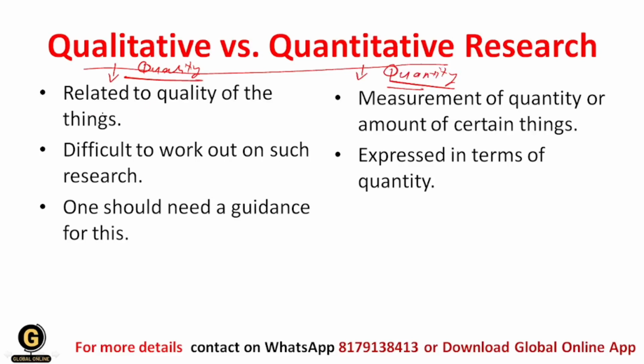Qualitative data is related to the quality of the things. Whenever we talk about qualitative research, it emphasizes the quality of the things in the research, and it is also difficult to work on such research, and one needs guidance for this. This is because the topics that we cover under qualitative research are very difficult.